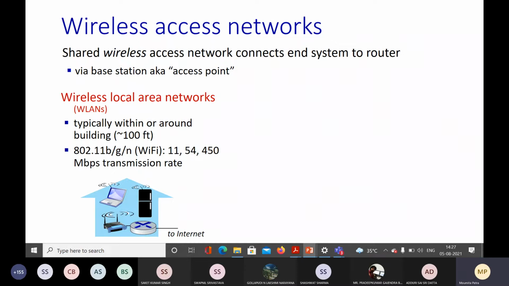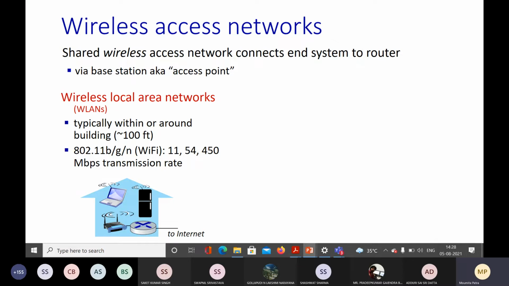WLAN, or wireless local area network, is the concept with which you try to access devices in a wireless manner. What does it provide? It provides communication within around 100 feet of where the access point is. So if you have an access point at your place, within around 100 feet of distance, you will get communication with your device.